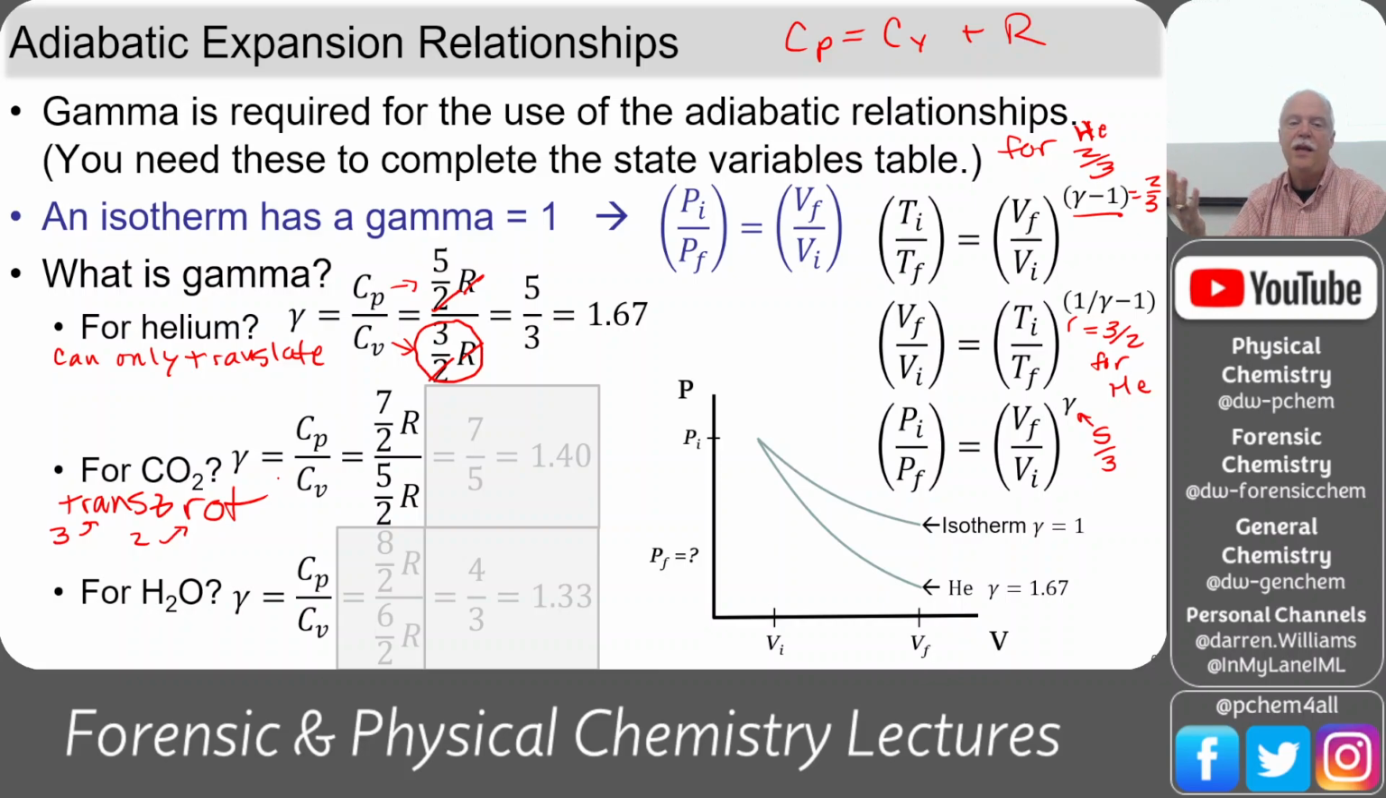And then the CP is another 2 halves. So the 7 halves R is CP. So the R's and the halves cancel. So we have 7/5 as our gamma, or 1.4. And then 7/5 minus 1 would be 2/5, so up here it would be 2/5 instead of 2/3, and 1 over that would be 5 halves. And so all of these are different depending on the type of gas that you have.